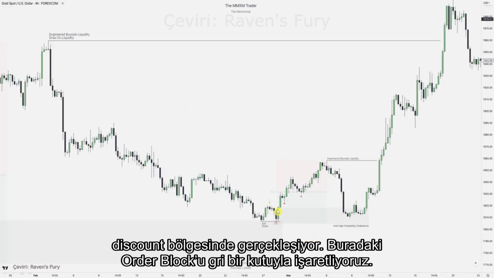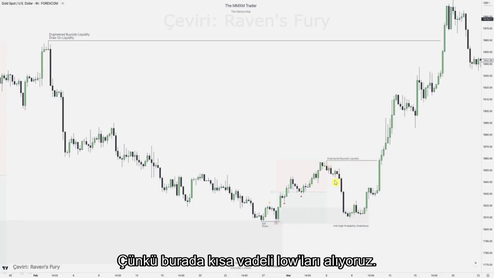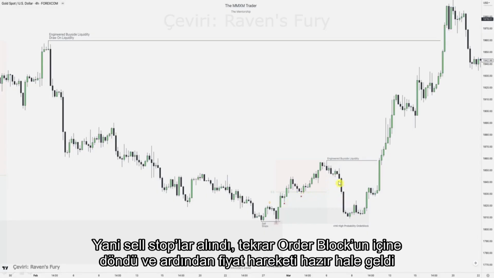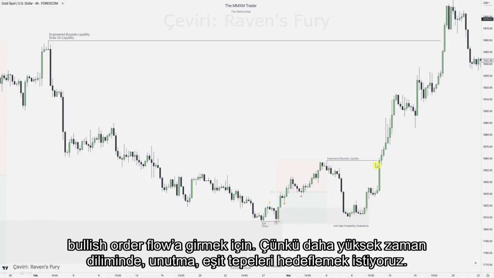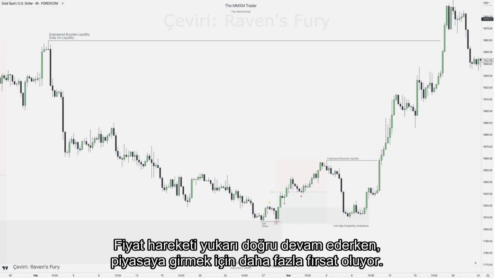Outlining that order block over here with this gray box. We have the engineered liquidity up here as a draw on liquidity. We've got inducement, right, because we're taking out short-term lows down here. So sell stops have been taken out back into that order block, and then price action is ready to go into bullish order flow. Because on a higher time frame, remember, we want to go for those equal highs, right?